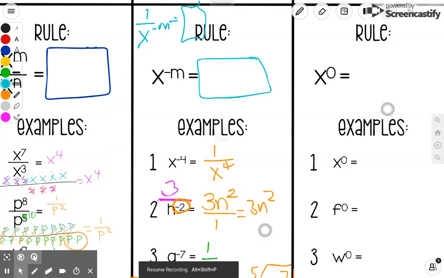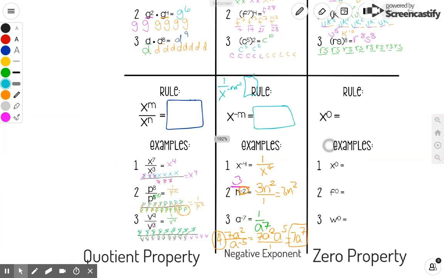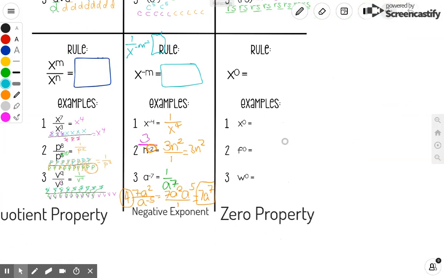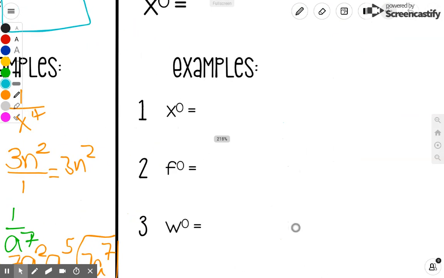The last rule we have is the zero property. Again, we need just a little tiny bit of vocab. Anything to the 0 exponent is 1. So it makes it real nice when we do these problems. So x to the 0 exponent is 1. F to the 0 exponent is 1. W to the 0 exponent is 1. Let's add in one more problem.